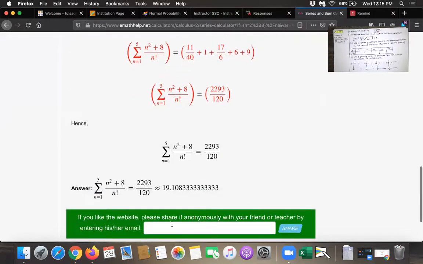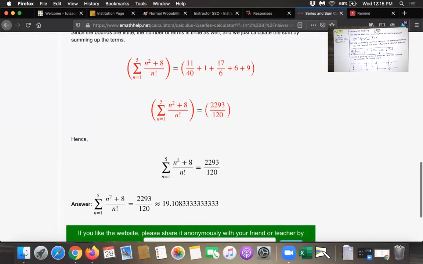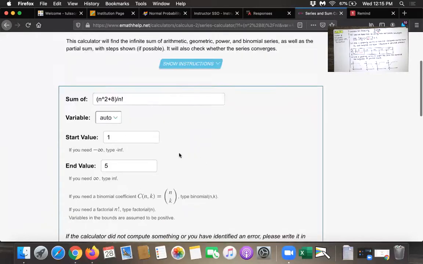If you scroll down a little bit, you can get the decimal approximation that we need for our table here. They wanted us to round to 4 decimal places. So I will say that that's 19.1083 approximately. And then they want us to do that again for n equals 10.